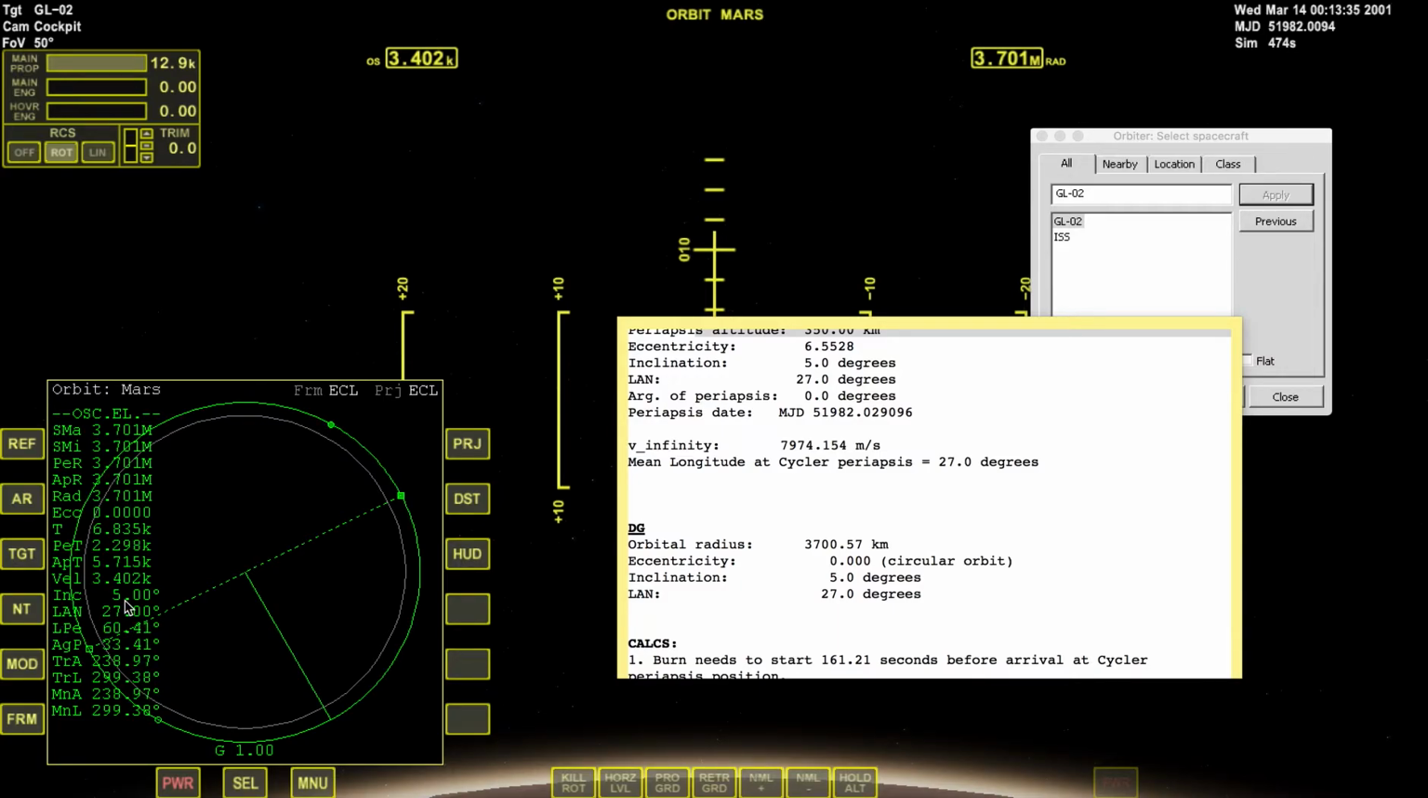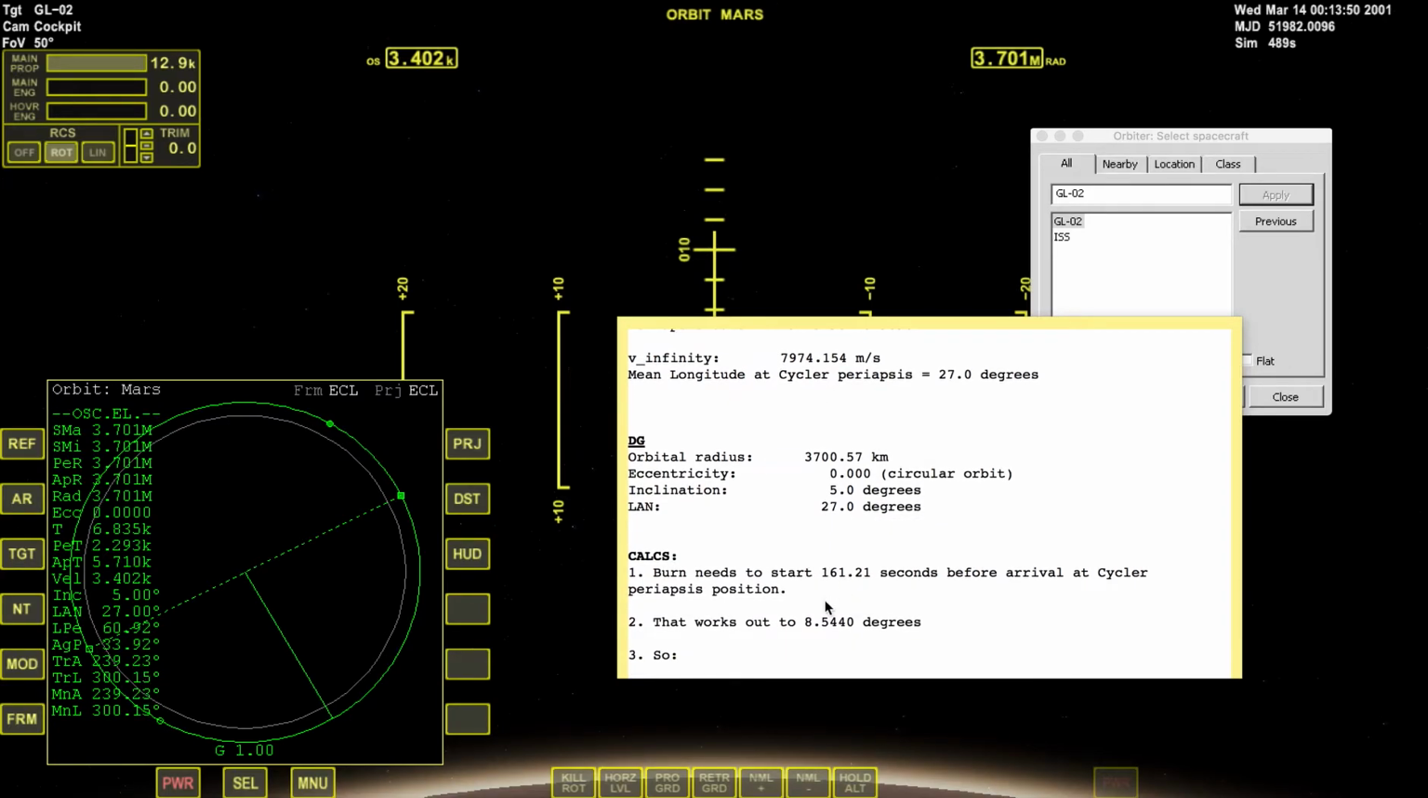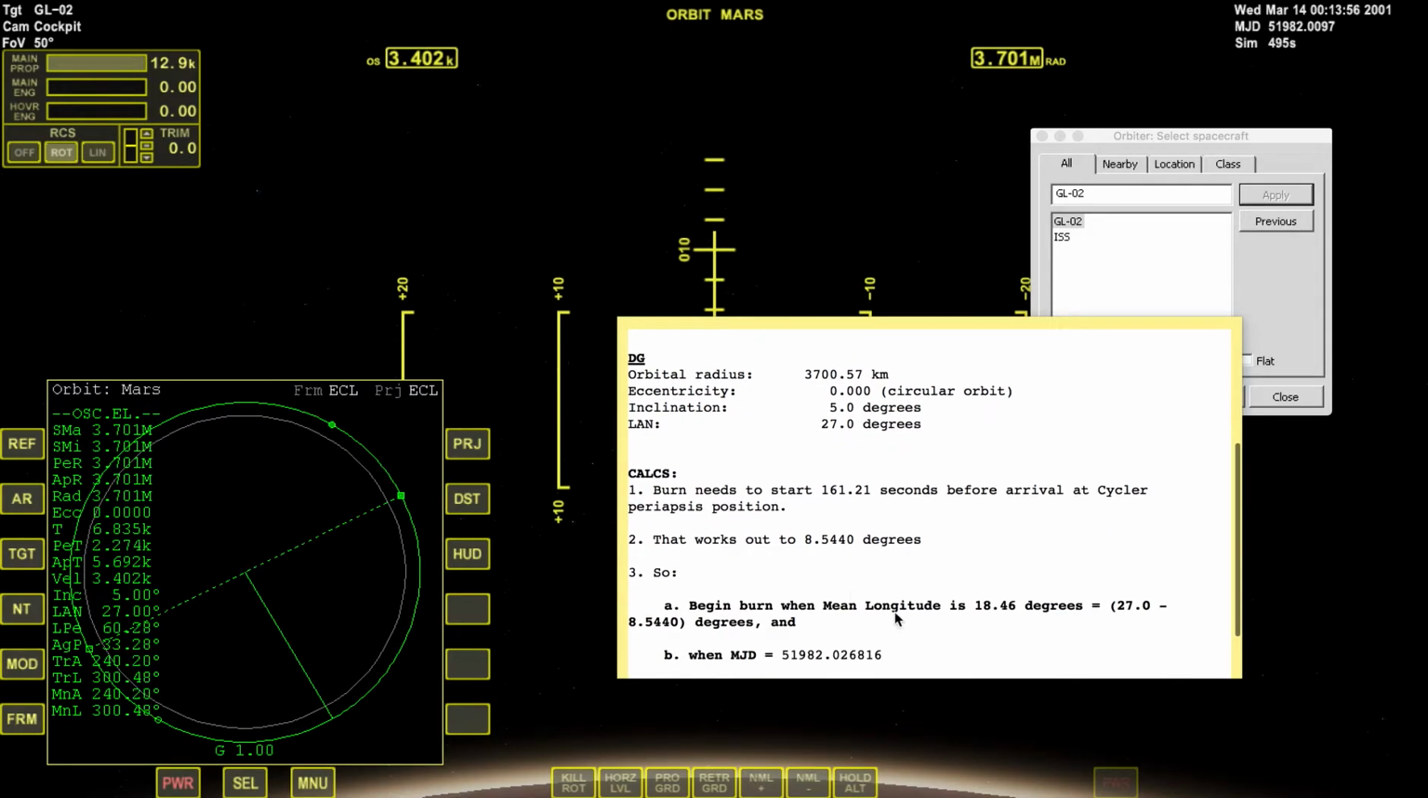Our inclination is 5 degrees, our longitude of the descending node is 27 degrees, and currently our mean longitude, which is this last number down on the bottom line here, is 299. So we want to start the burn, our escape burn, or rendezvous burn I should say, when the mean longitude, this number right down at the bottom, gets to 18.46 degrees.